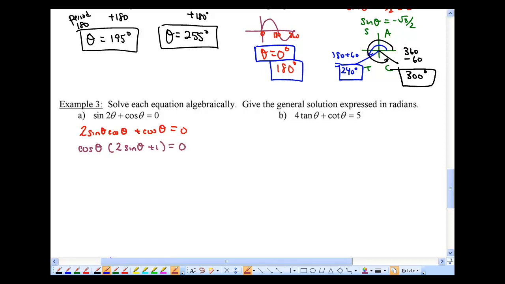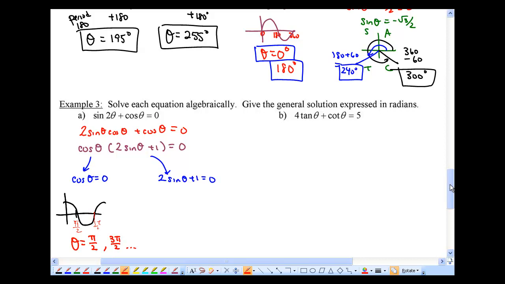Now it's time to make each of these equal to 0, so cos theta equals 0. 2 sine theta plus 1 equals 0. Solve them individually. Like I said, with the zeros, I'll just draw out the cosine function. I know it's equal to 0. What's that? Pi over 2, 3 pi over 2. So in this case, theta equals pi over 2, and also 3 pi over 2. And it keeps going, going, going.